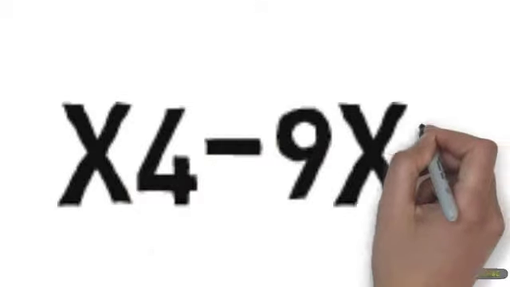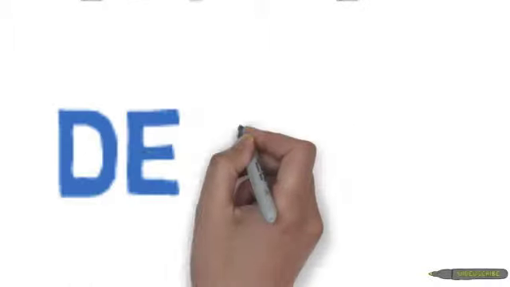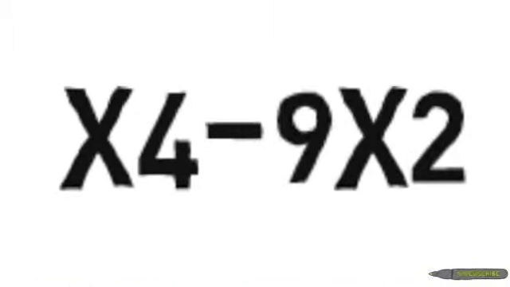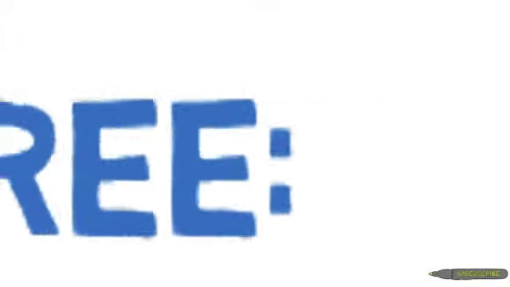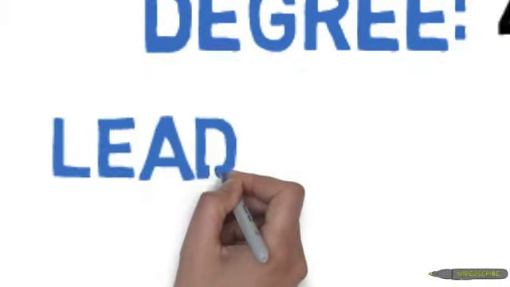To graph a polynomial function, first you have to get the degree. This is the highest power of the operation. In this case, the degree will be 4. Then you have to find the leading coefficient. This is the number that belongs to the degree. In this case, the leading coefficient is 1.